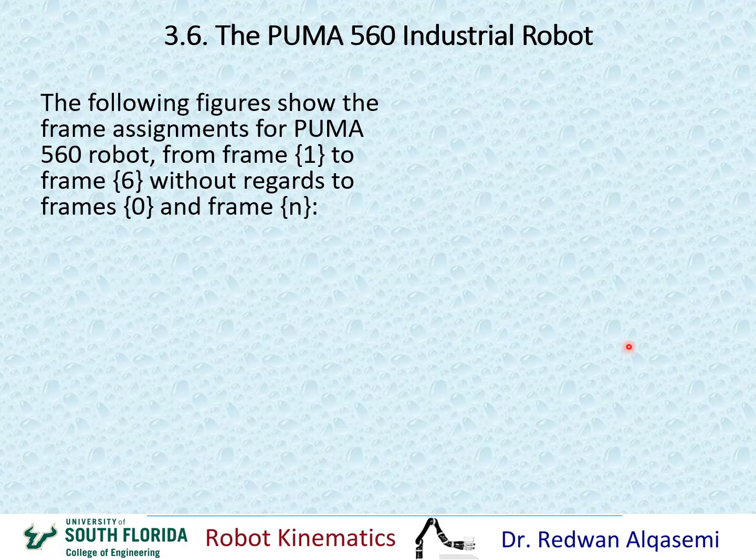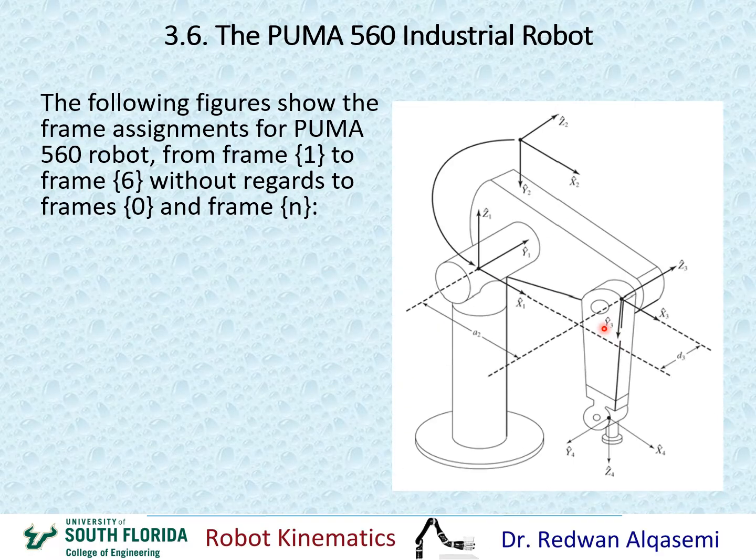Now, if we want to assign the frames, I'm showing here the figures that show the frame assignments for the PUMA 560 robot. And you can see here that for frame 1, we have the Z1 here, which is the rotation axis. And then we have X1 and Y1. And then at that same point, this arrow is pointing out that frame 2 is at the same point where frame 1 is. Just so that it can be clear, it was taken out, but this belongs right here.